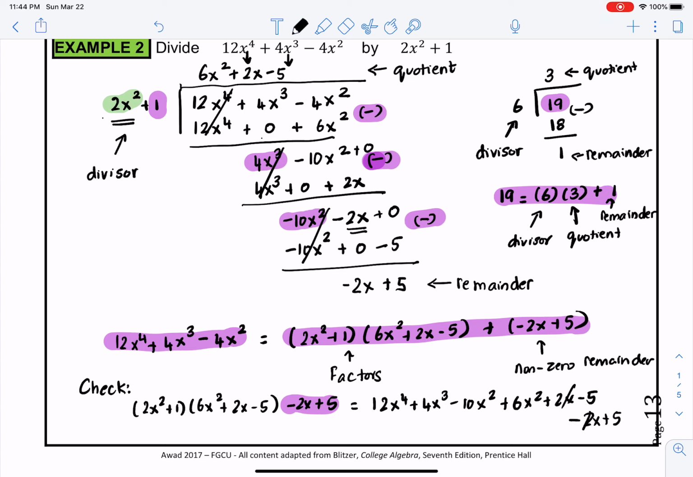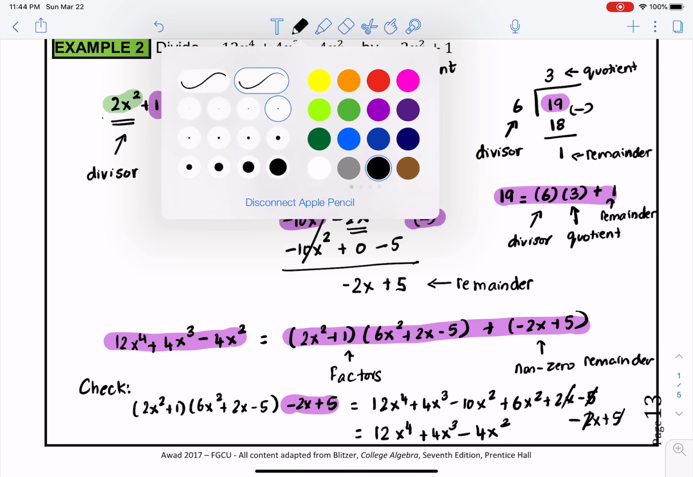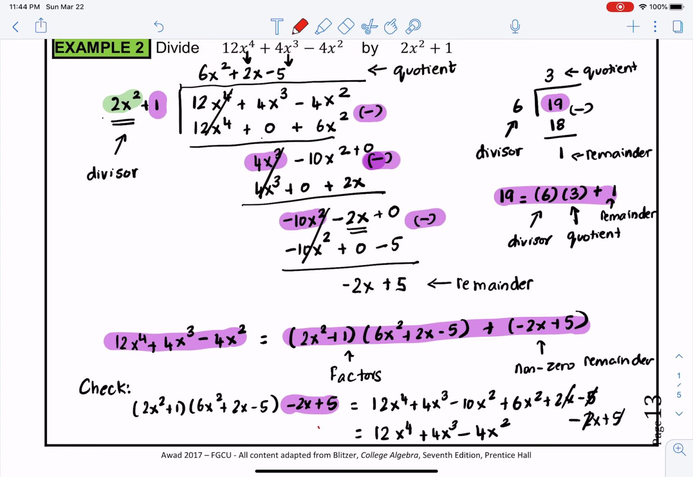So those two would go away, those two would go away, and we would simply end up having 12x raised to 4 plus 4x cubed, and negative 10x squared plus 6x squared is negative 4x squared. So it seems like we did it right.